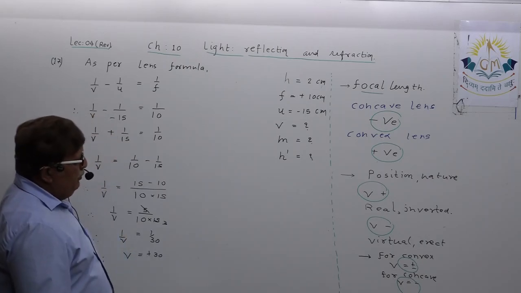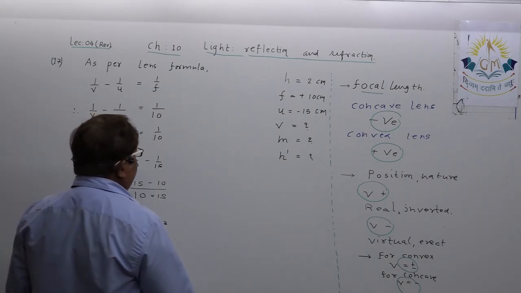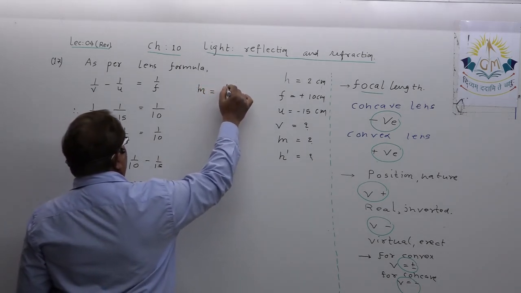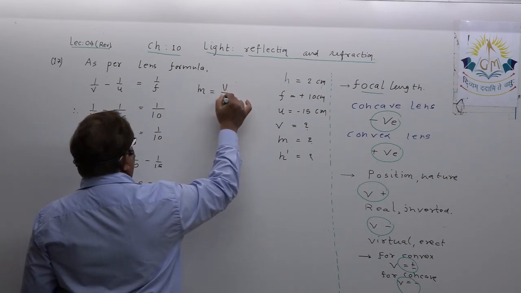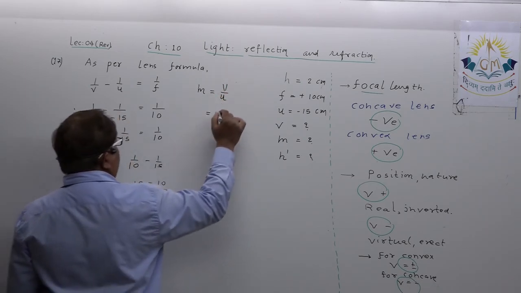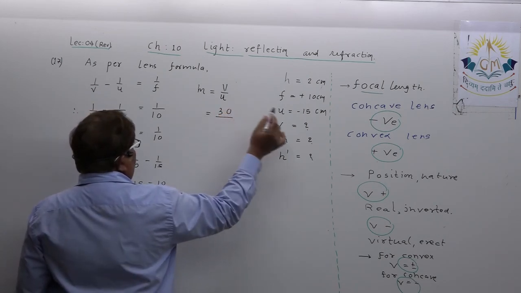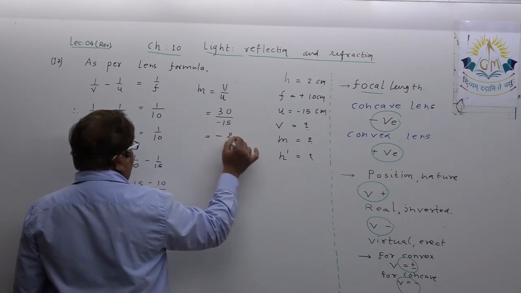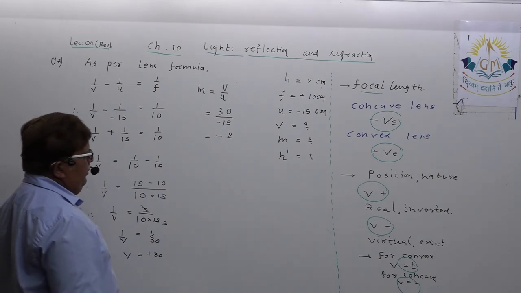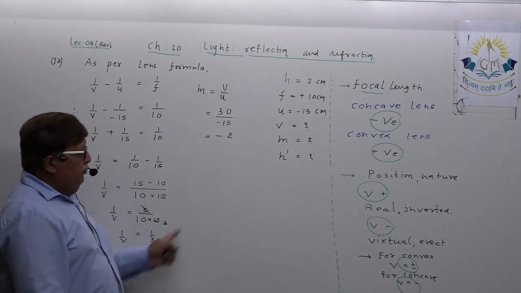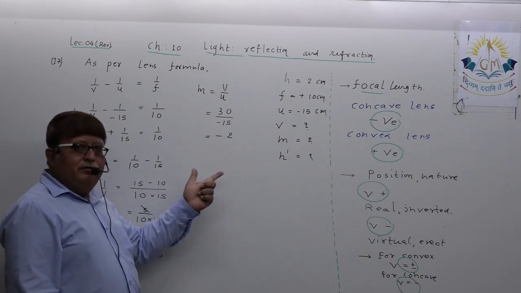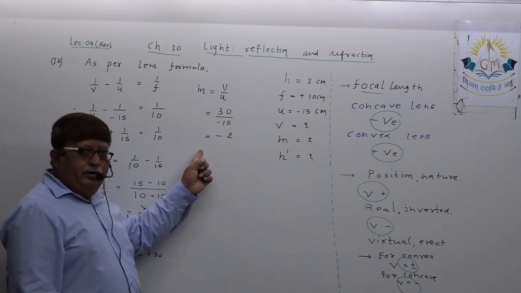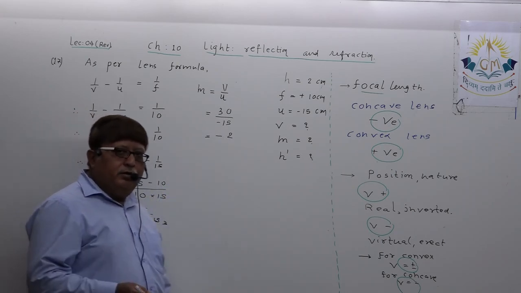Understood? Now it's a question of finding the size of the image. For that, first you find M equals V upon U. What is V? 30. What is U? Minus 15. Just cancel. M turns out to be minus 2, and obviously, dear student, V and M have contrast signs here. That was not the case in mirror. In mirror, all signs were similar. Here, this needs to be a contrast sign.